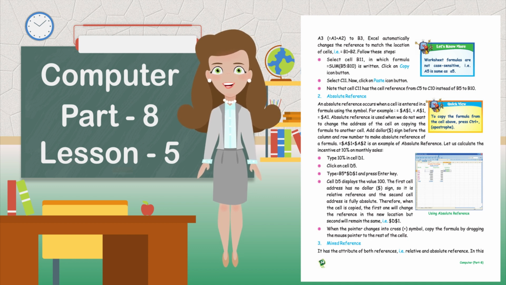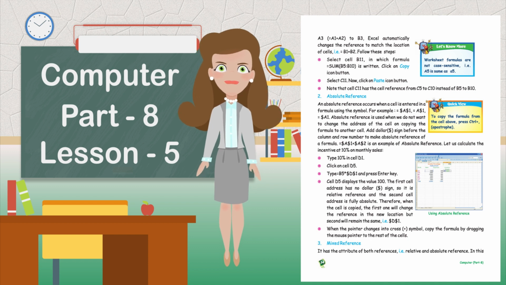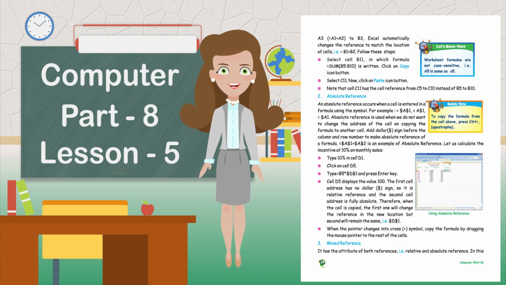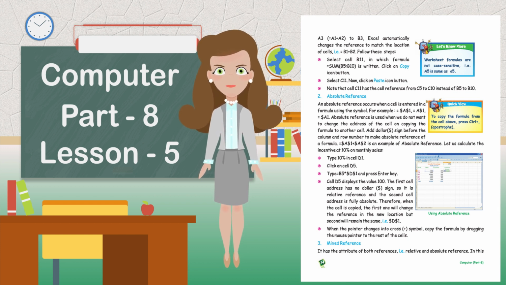The first cell address has no $ sign, so it is a relative reference, and the second cell address is fully absolute. Therefore, when the cell is copied, the first one will change the reference in the new location, but the second will remain the same, that is $D$1. When the pointer changes into a cross plus symbol, copy the formula by dragging the mouse pointer to the rest of the cells.